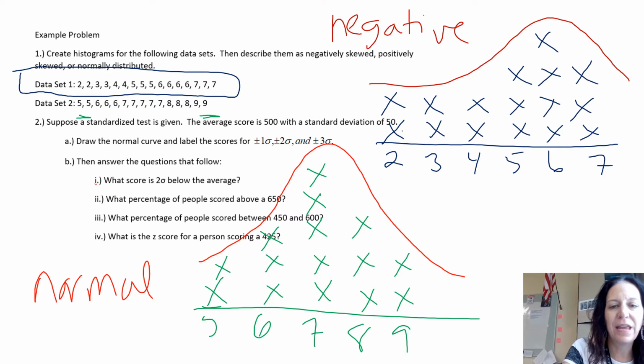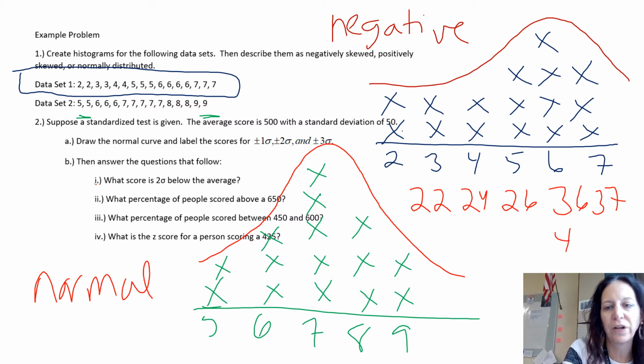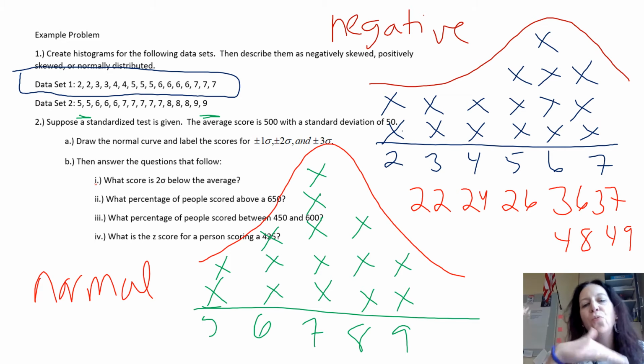But if you had numbers that were a little bit different, say 22, 24, 26, 36, 37, 48, 49, something like that, you wouldn't want to count by ones, because there's just way too much spread. Nobody wants to count from 22 all the way up to 49. That's way too long.